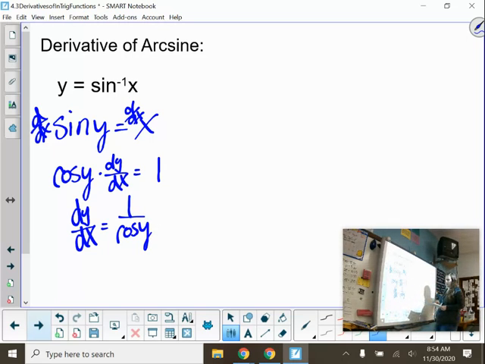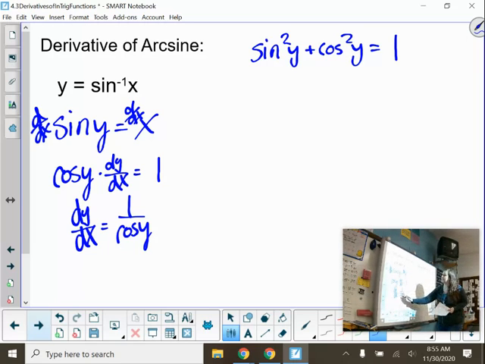And so if I solve for my dy/dx, I end up with 1 over cosine of y. Now, that probably doesn't look like something that is very nice, something that you're going to be able to work with very much. If we go through and think about your cosine of y, if you recall, we have this relationship: sine squared of y plus cosine squared of y is equal to 1. So I'm actually going to solve this and rewrite it so that I can find something in terms of x to put in for this cosine of y.